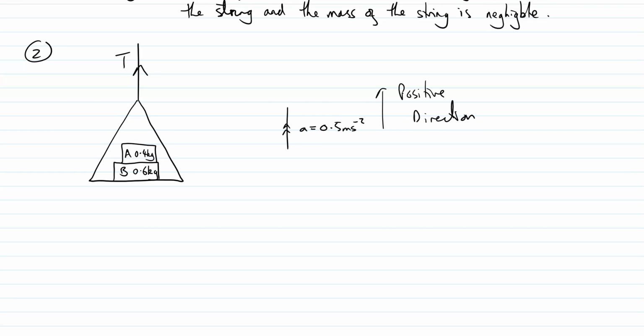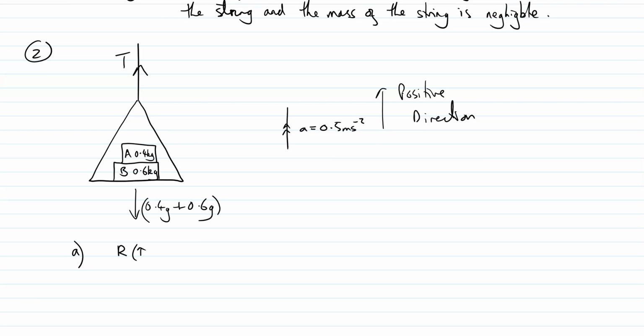So it's going to look something like this. And we're going to have the whole weight of the system is 1g because it's 0.4 g plus 0.6 g. So the whole system is both masses, they're acting down, and the overall resultant force is upwards. So find the tension in the string.